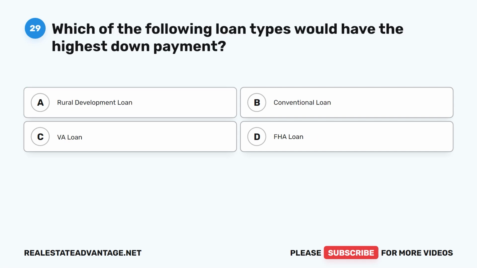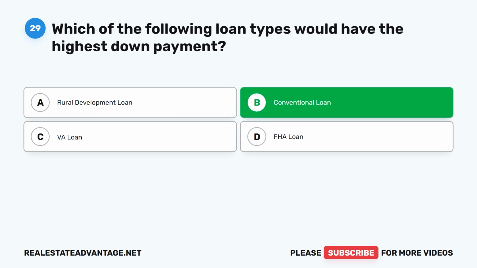Question 29. Which of the following loan types would have the highest down payment? A. Rural development loan. B. Conventional loan. C. VA loan. D. FHA loan. The correct answer is B.